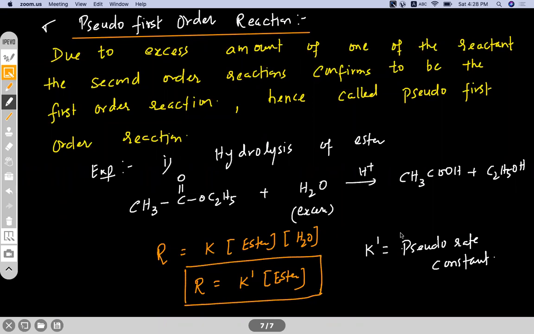You need to know the concentration of water? Yeah, we are just doing the example. Data will be given. If they ask you to compute pseudo rate constant, then accordingly the data will be given. Concentration of water will be given, so you can find out from that. You can find out rate constant K, and then K into H2O is K dash, and then you can find out H2O. Simple thing. Just you need to know what is K dash. K dash is K into the concentration of H2O.